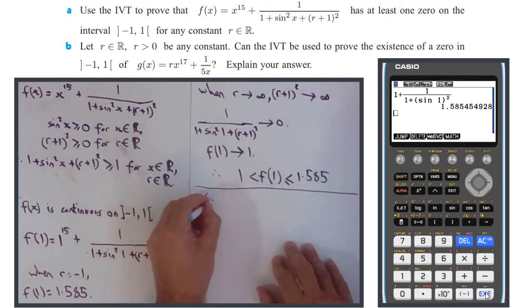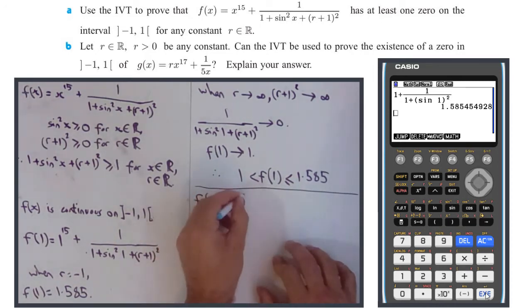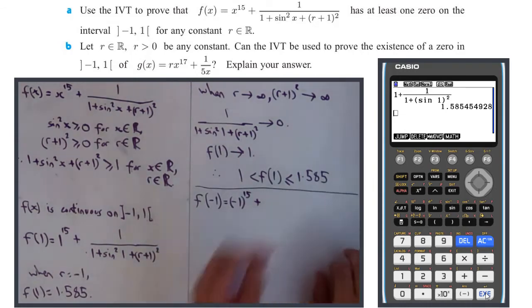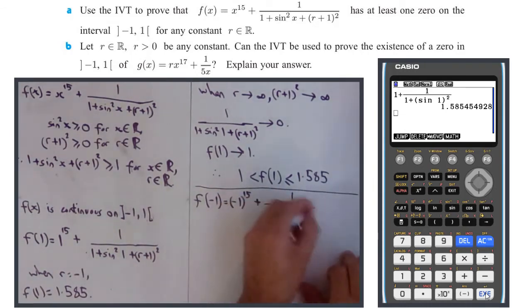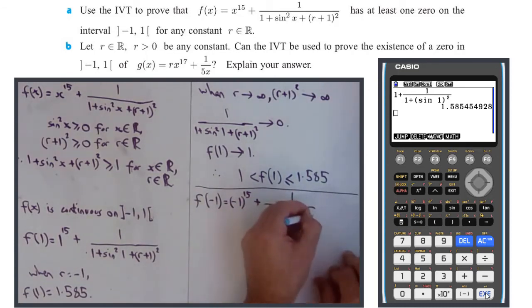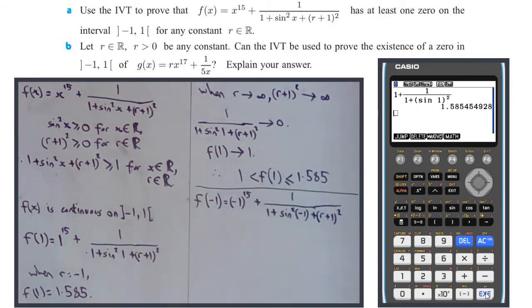F of -1, let's have a look at that. Well, it's -1 to the power 15, which will be -1, plus, well, actually, the sine squared -1 will change. Let's write it down: 1 over 1 plus sine squared -1 plus r plus 1 squared. So still, to make this thing the biggest possible, we're going to make this bit equal to 0. We still want to divide by as little as possible.